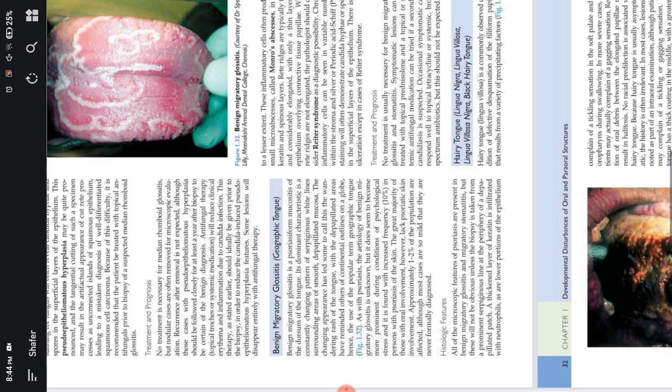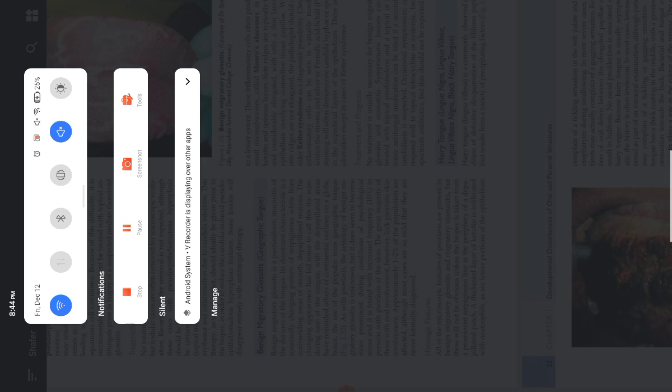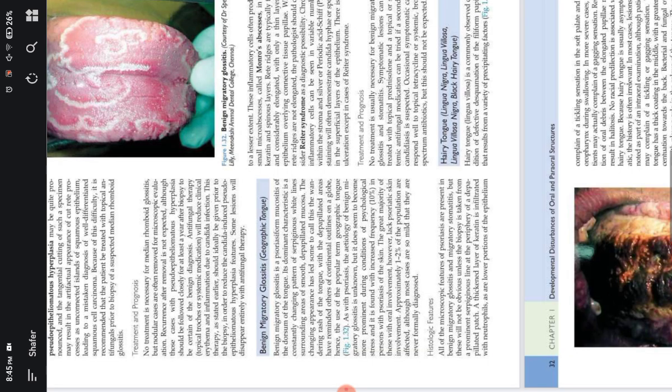The etiology is also unknown in this. Geographic tongue usually comes in association with stress, like psychological stress. Whenever a patient, as it is written here, has psychological stress, and also in people who suffer from psoriasis of the skin, which is a cutaneous disease. 1 to 2% of the population is affected.